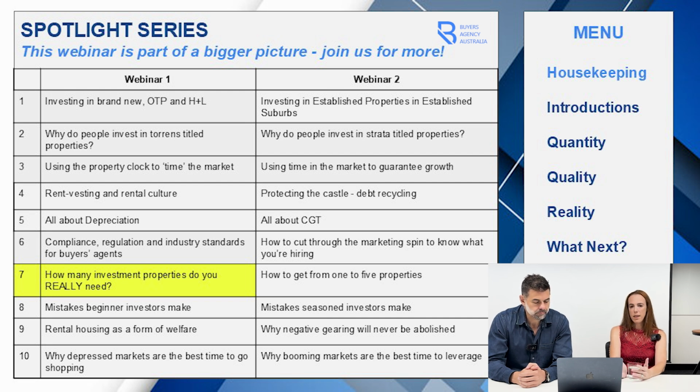And then, of course, the partner class: how do you get from 1 to 5 properties? Assuming that you decide 5 is your number, we'll walk you through step by step how to get from today, 0 properties, to 5 properties in total. These two go really nicely together because they help you plan your portfolio and plan your endpoint, because once you know your endpoint, you then reverse engineer your strategy.